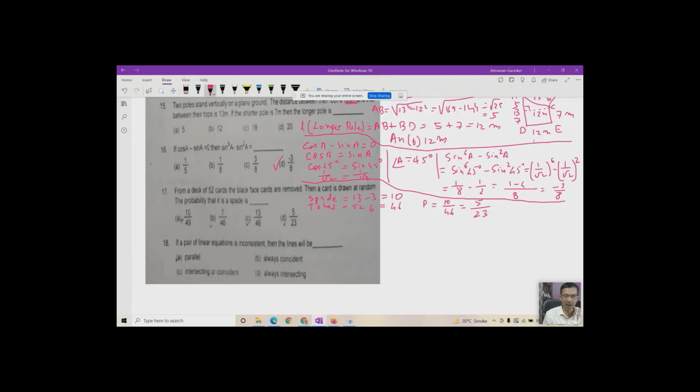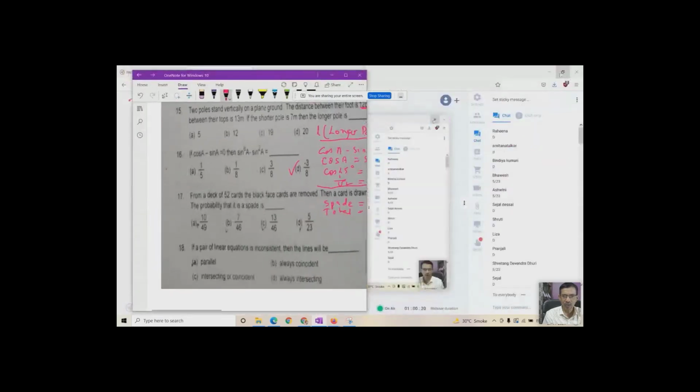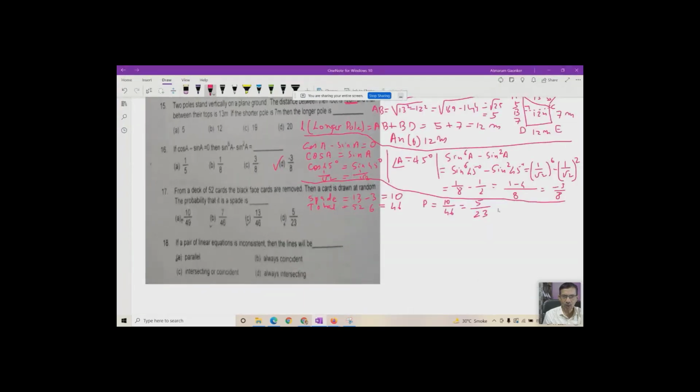And the correct option, let me check if you have given the correct option. Yes, 5 upon 23. D is the correct answer. So answer is D.